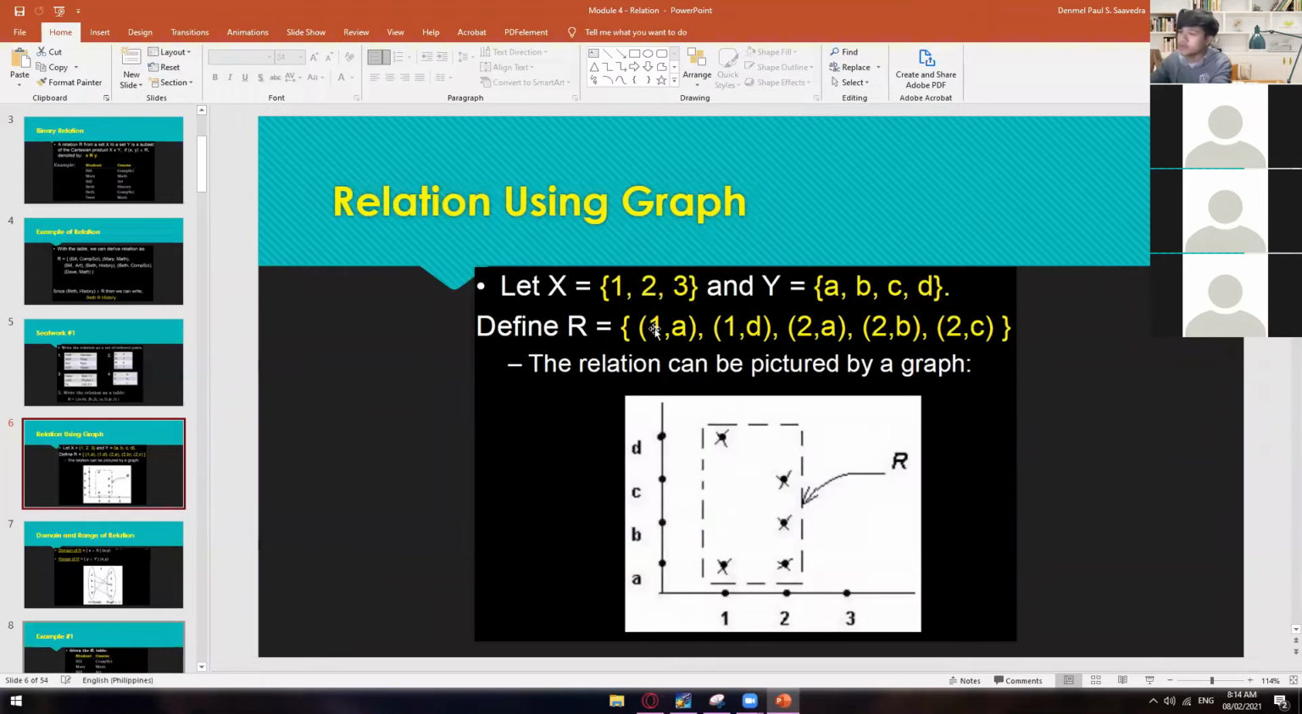Okay, so what we want to do here is to plot, okay, each relation on our graph. So as you can see, we have 1a, then we have to plot it in here. So we have 1a, 1b, 2a, 2b, and then 2c. And all of those are in relation or a set of relation. Okay, so this one is an example of showing this set relation in a graph.